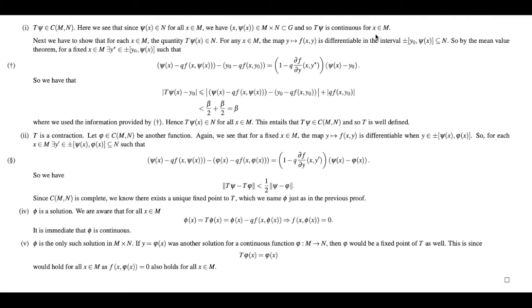Now we need to check that the image is properly contained in N, that is y0 minus beta to y0 plus beta. And the way we will do this is that we're going to inspect the absolute value of t psi of x minus y0, and we're going to show that it's strictly less than beta, which means that t psi of x can never be greater than beta away from y0, and so it lies in the interval N.